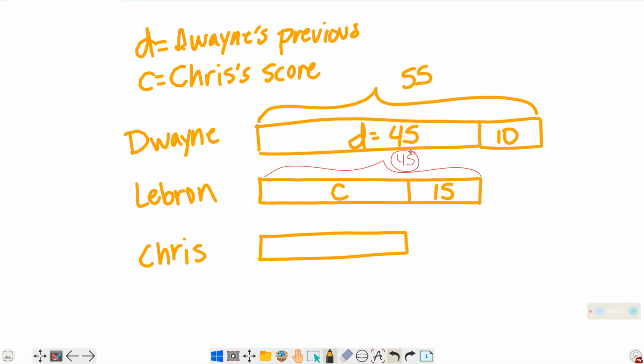45 is the whole, 15 is a part. So to figure out the other part, we can subtract. And we're going to figure out that 45 minus 15 is 30. So Chris must have scored 30 points.